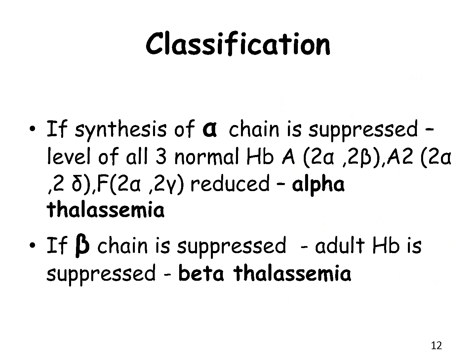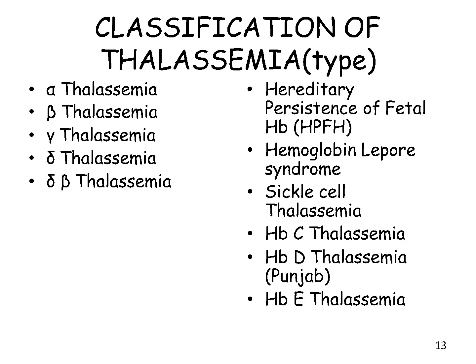There are two major classifications of thalassemia. If synthesis of the alpha chain is suppressed, the levels of all 3 normal hemoglobins, A (2 alpha 2 beta), A2 (2 alpha 2 delta), and F (2 alpha 2 gamma), are reduced. This is called alpha thalassemia. If the beta chain is suppressed, adult hemoglobin is suppressed, called beta thalassemia. Here, the classification of thalassemia types is given in detail: alpha thalassemia, beta thalassemia, gamma thalassemia, delta thalassemia, delta beta thalassemia, and other types given here.